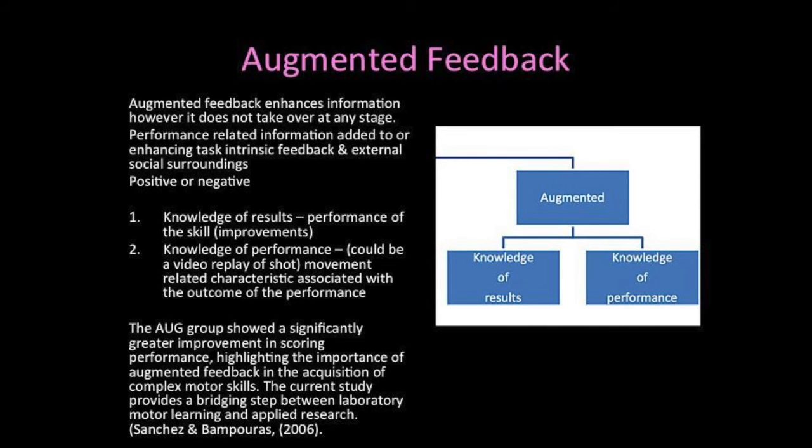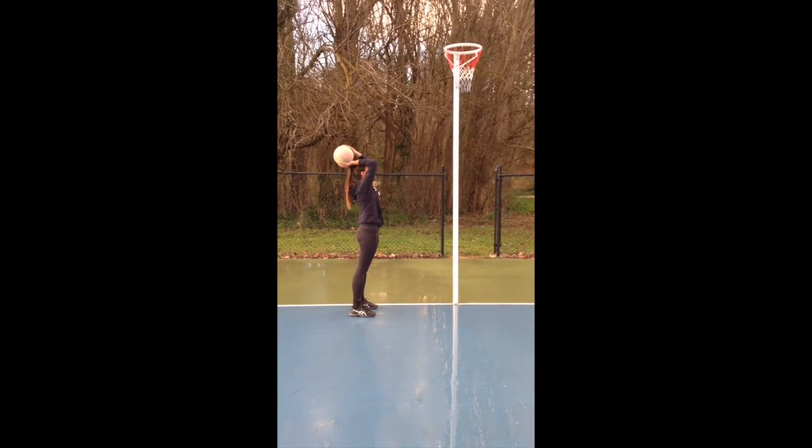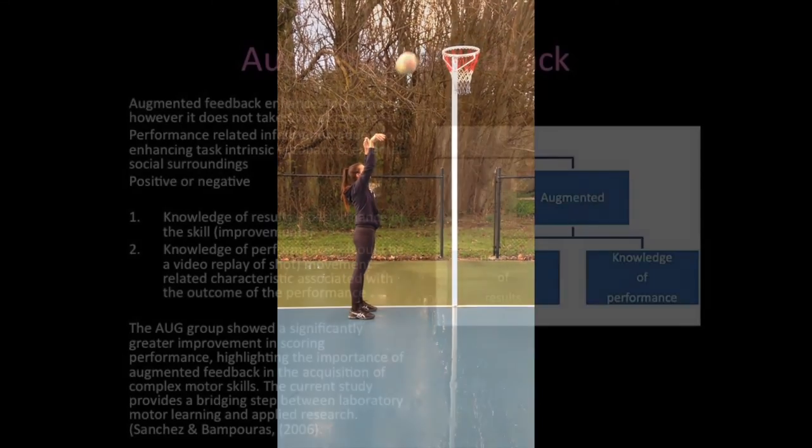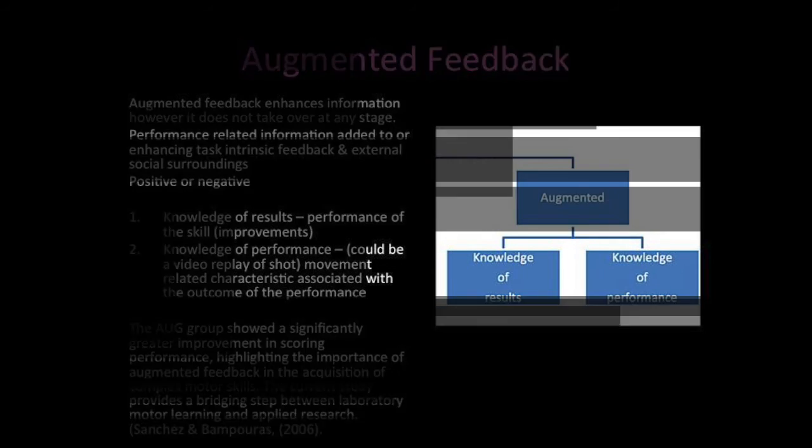In relation to netball, knowledge of results could be missing the goal, and knowledge of performance could be, I didn't bend my knees, I forgot to do this, rather than I missed the goal. The AUG group showed a significantly greater improvement in scoring performance, highlighting the importance of augmented feedback in the acquisition of complex motor skills. The current study provides a bridging step between laboratory motor learning and applied research.